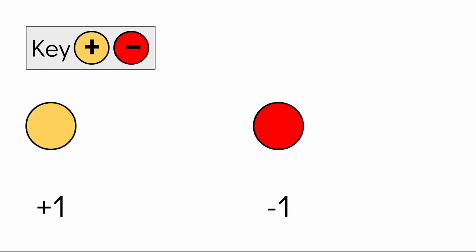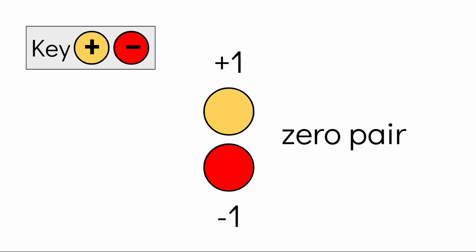Here I have positive 1 and negative 1. A pair of opposites, like positive 1 and negative 1, will combine to make 0. If I add 1 and then take away that same 1, I'm left with 0. We can show that with our counters as a zero pair. Positive 1 plus negative 1 equals 0.